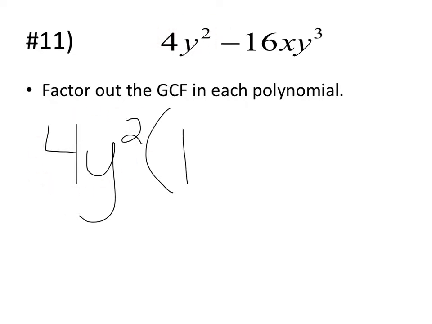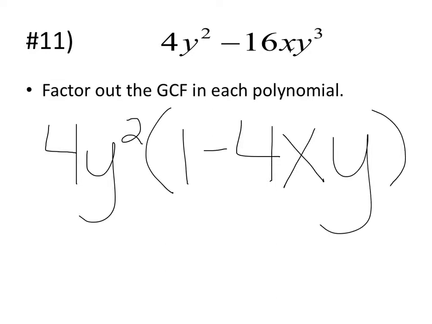It's just 1. And then what is negative 16xy cubed divided by 4y squared? So negative 16 divided by 4 is negative 4. And then you've got an x. And then what is y cubed divided by y squared? It's just y.